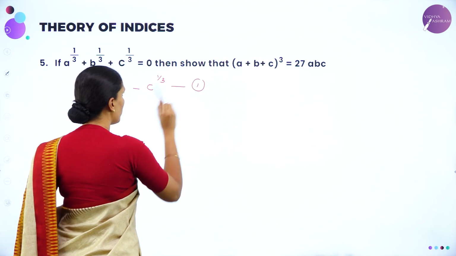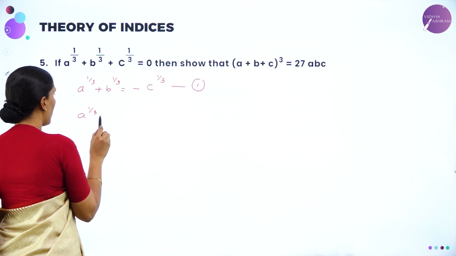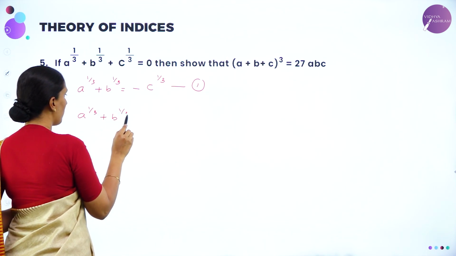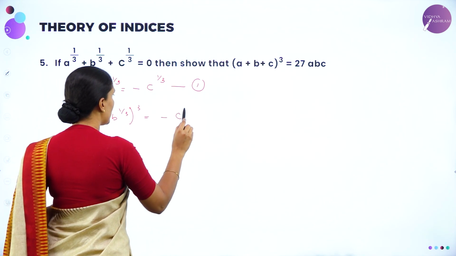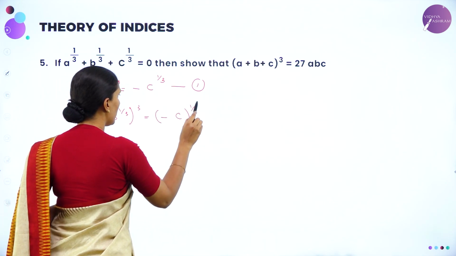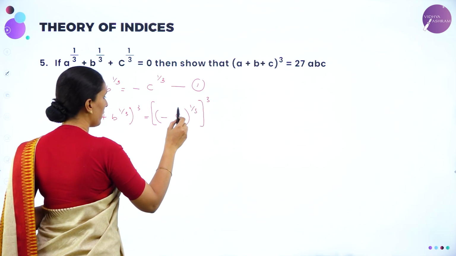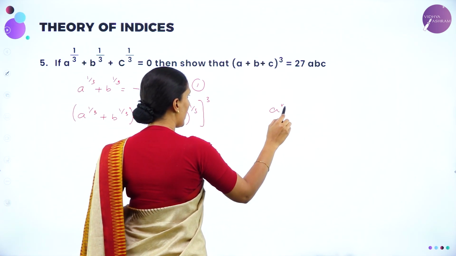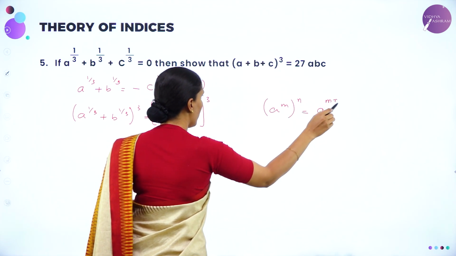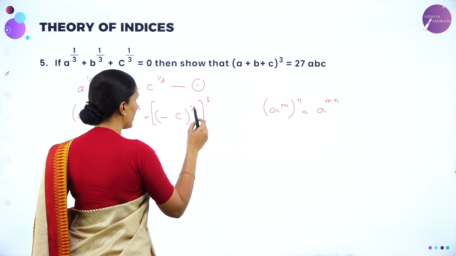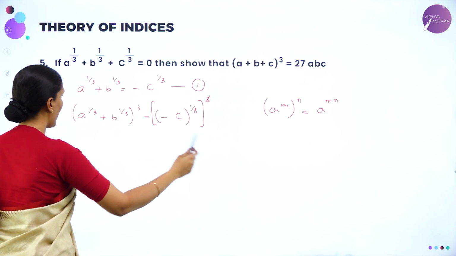Consider it as equation 1. Now let's cube on both sides. Then (a^(1/3) + b^(1/3)) whole cube is equal to (-c^(1/3)) whole cube. So using the laws of exponent, if we have a to the power m whole power n, then I can multiply m and n. When we multiply 3 into 1 by 3, it gets cancelled. So we are left with minus c on the right hand side.